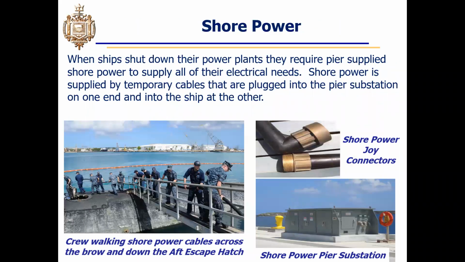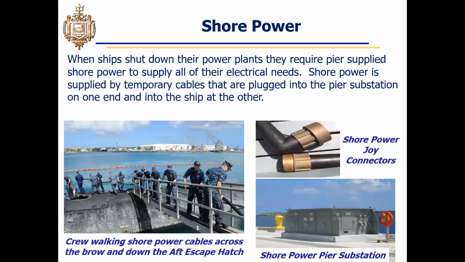When a ship pulls into port, you want to shut down the plant. When you shut down, it means less watch standing requirements. People can go home to their families. So in order to shut the plant down, you still need to have electrical power. So we plug into the pier through the shore power joys. So we have the shore power joy connectors.